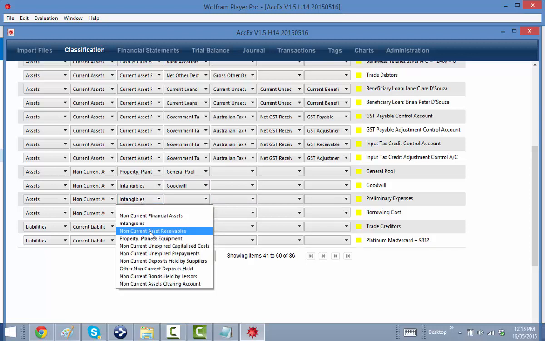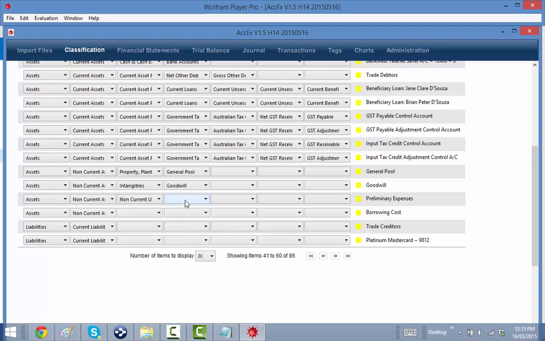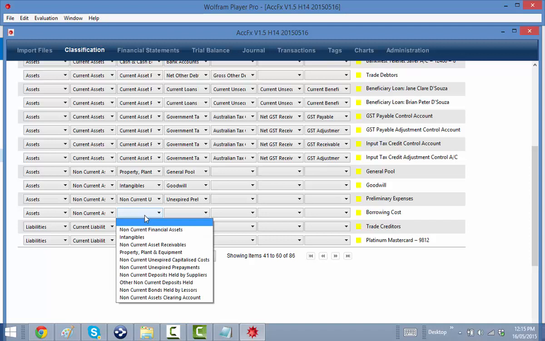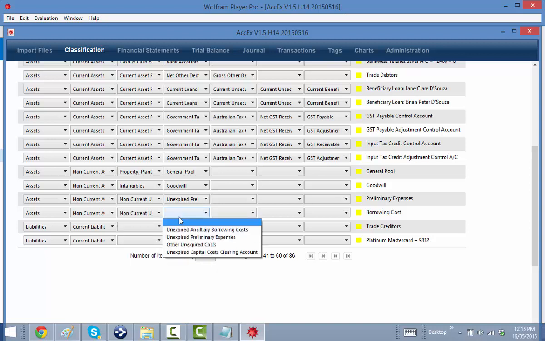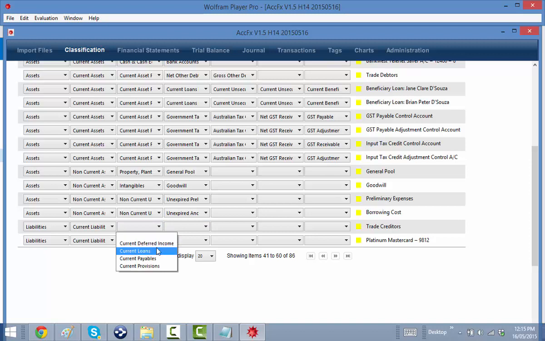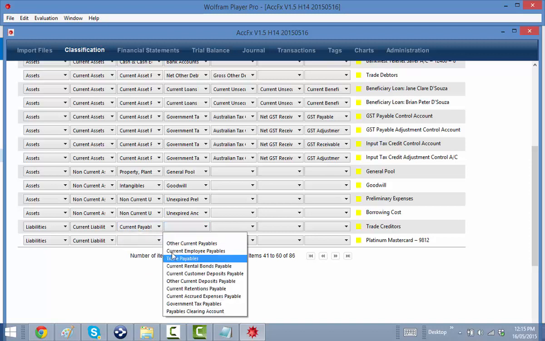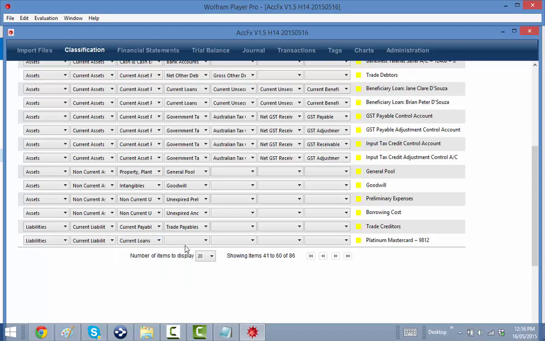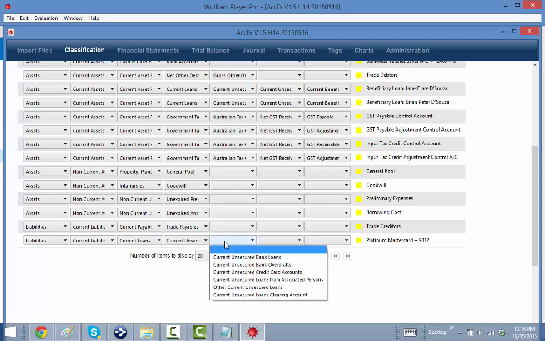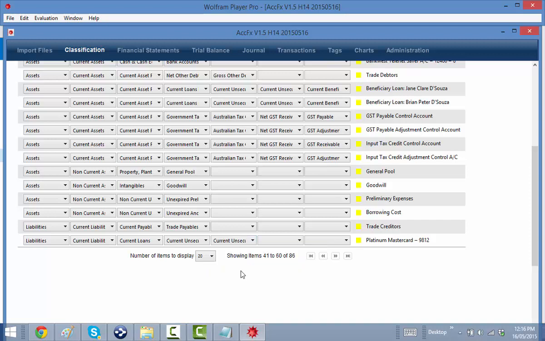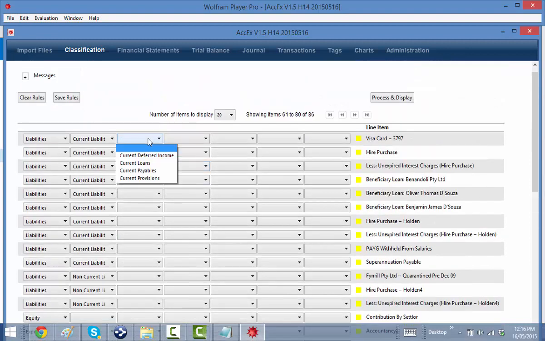intangible, sorry, not intangibles. So these are the prepayments, sorry, not prepayments, unexpired capitalized costs, preliminary expenses. The next one is borrowing costs, so also unexpired capitalized costs, borrowing expenses, current payables, trade payables, MasterCard current loans. Let's just assume that in general cases, loans unsecured, credit cards are unsecured, unless the debts get really, really big, unless it's some kind of business card that's been secured. Most of the time, they are unsecured.